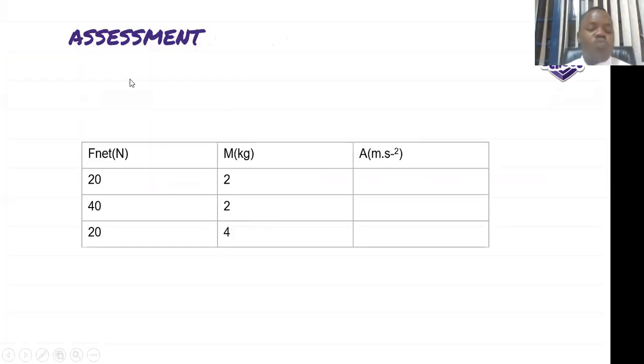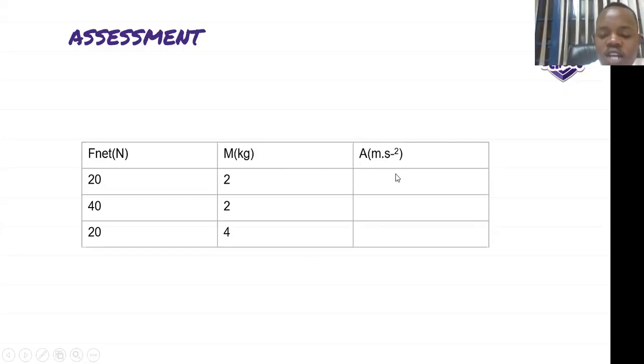Right, my dear learners, I just had a small assessment here that we can do in just a minute or so. Say you are given the net force acting on an object, and you are given the mass of an object in kilograms. Remember, it's a small letter m, as well as acceleration. Remember, it is a small letter and it is measured in meters per second squared.